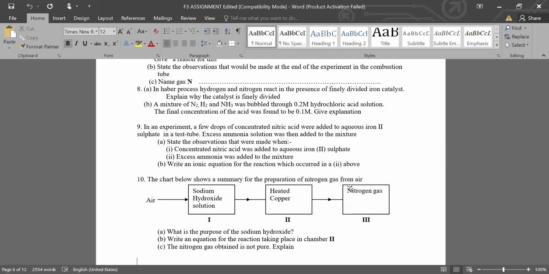The other question is a mixture of nitrogen, hydrogen, and ammonia was bubbled through 0.2 molar hydrochloric acid solution. The final concentration of the acid was found to be 0.1 molar. Give an explanation.